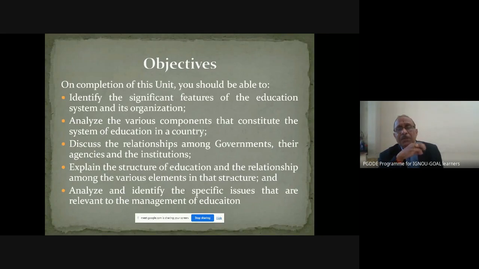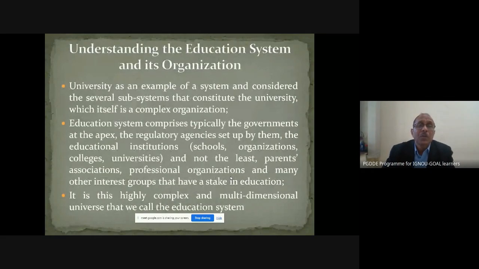The relationship of government and their agencies, we will talk about that. Explain the structure of education and its relationship with various other elements in that structure. And lastly, we will analyze and identify specific issues that are relevant to the management of education. These are the five or six broad objectives we will be achieving the moment we complete this unit.